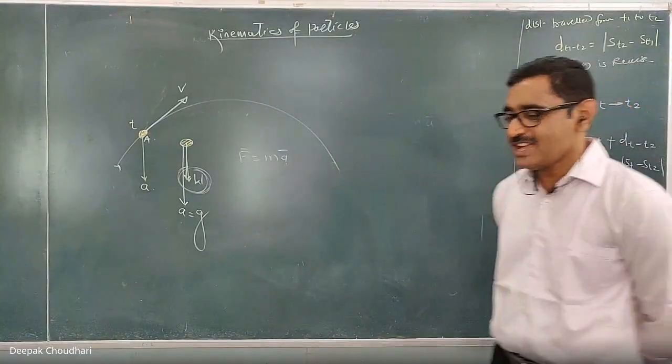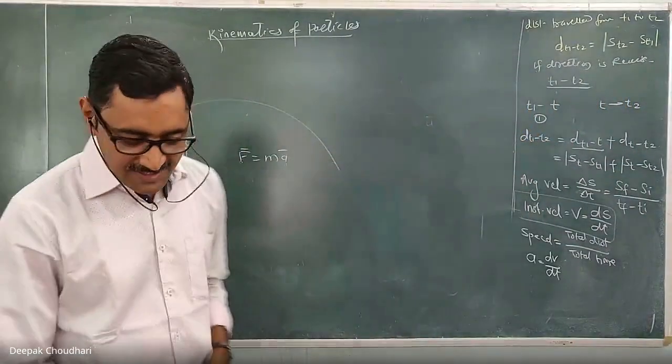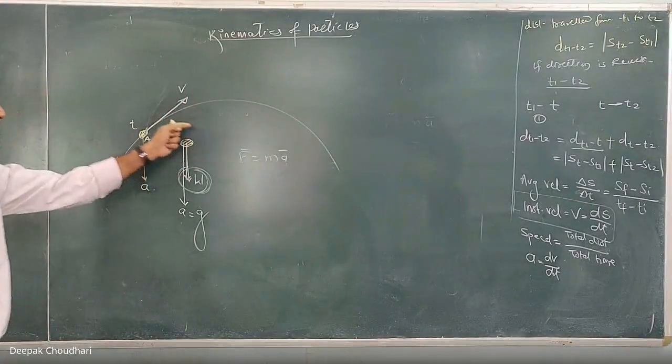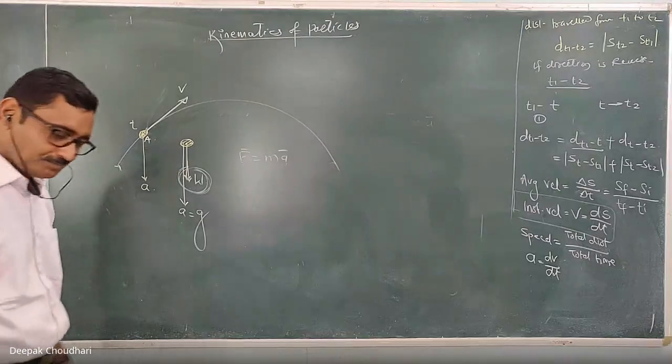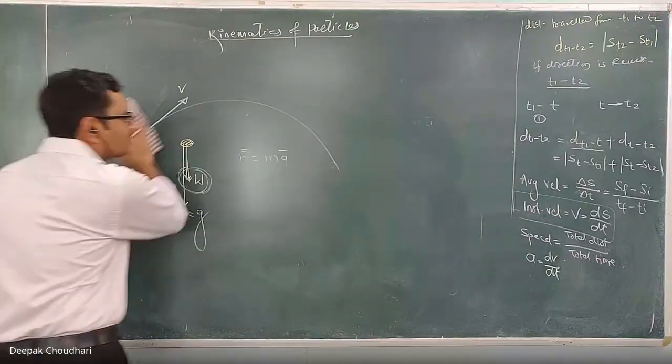So what is the direction of acceleration? It is always in the direction of the unbalanced force. In projectile motion, this unbalanced force is downward, therefore the acceleration will also be downward. Okay, clear?